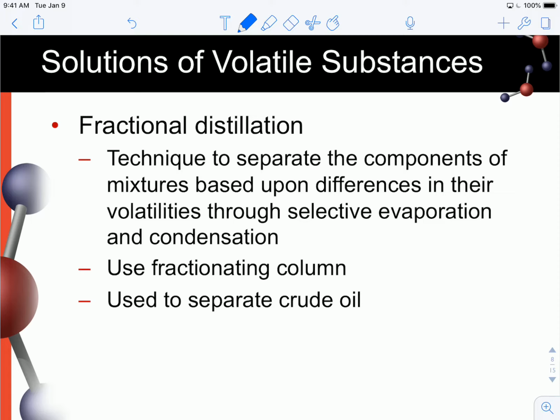So you can actually use the concept that different substances have different vapor pressures and different boiling points to separate them out. And that's what fractional distillation is. And that's something you'll actually do in organic chemistry. In the lab, you'll do some sort of distillation experiment.